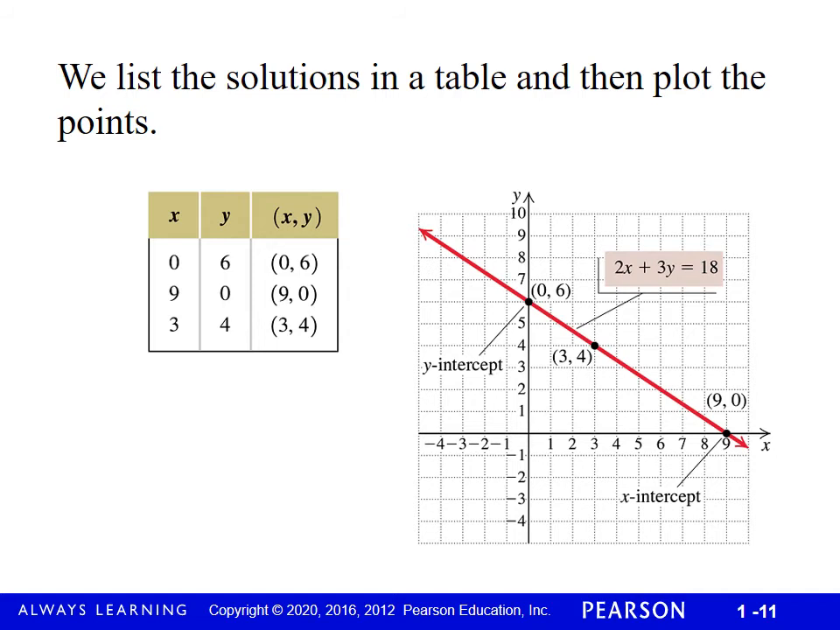For (9, 0), we're at the 0. We go to the right 9, because it's positive 9. And we don't go up or down because we go 0 units up or down. And the last one is (3, 4). We start at the origin. We go 3 to the right because it's a positive 3. And then we go up 4 because it's a positive 4.